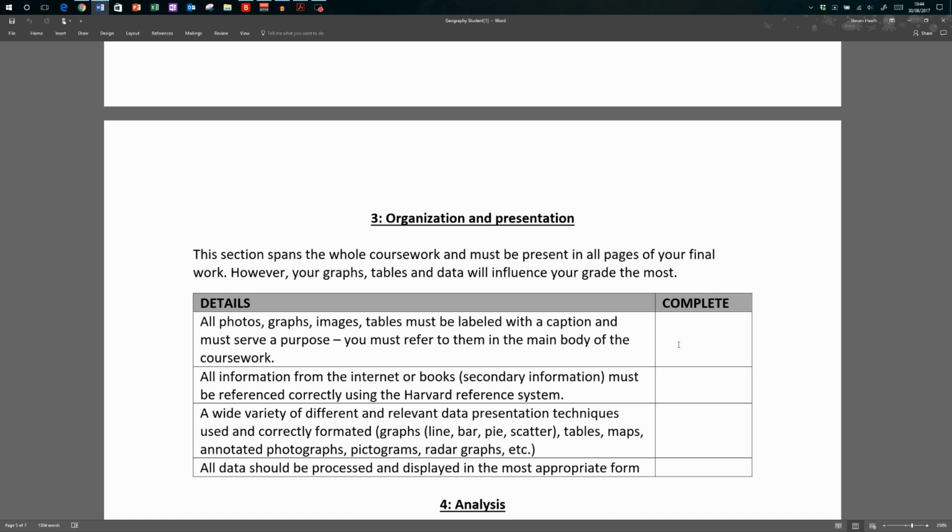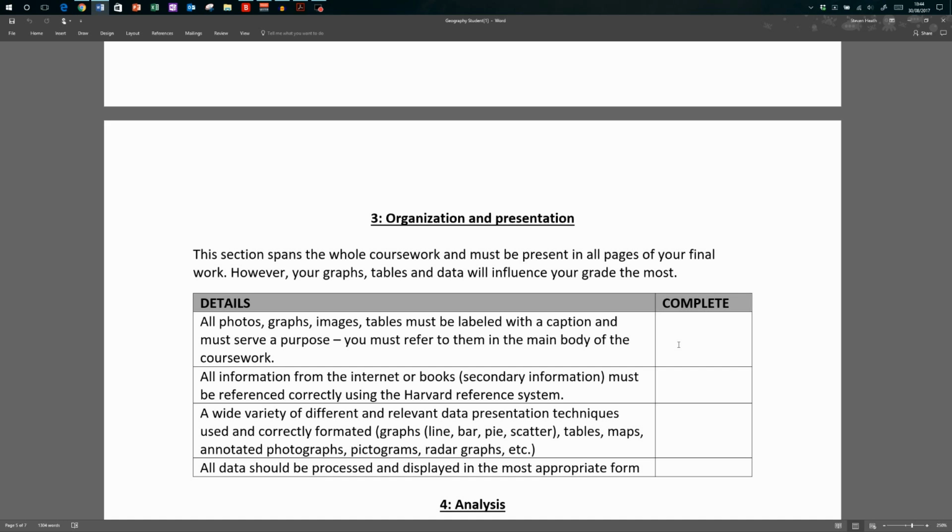Keep it consistent. When you use a photo or an image, it is not used to make your coursework pretty. It's used for a specific purpose. Therefore, you should label it, and you should also talk about it in the main body of your coursework. When you're discussing something, put in brackets, see Figure 1, or talk about that figure specifically in your piece of work. That brings your images together and puts them in context.